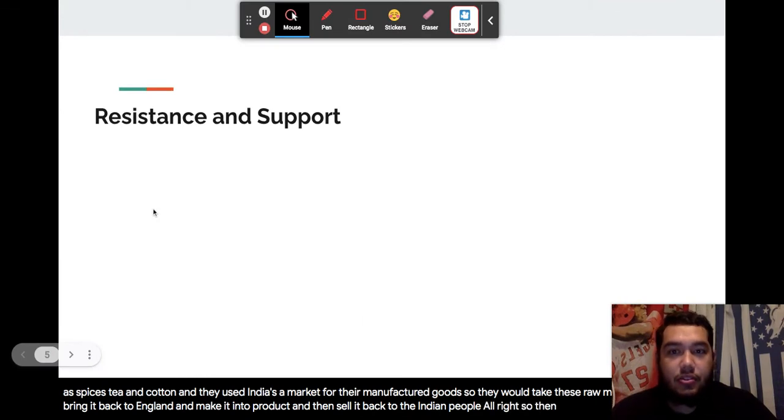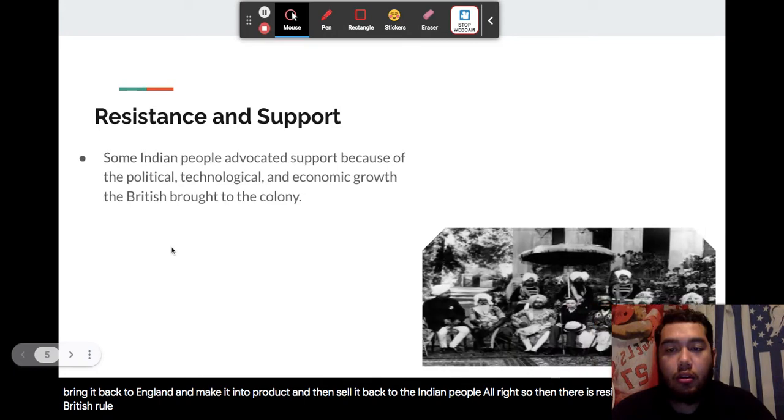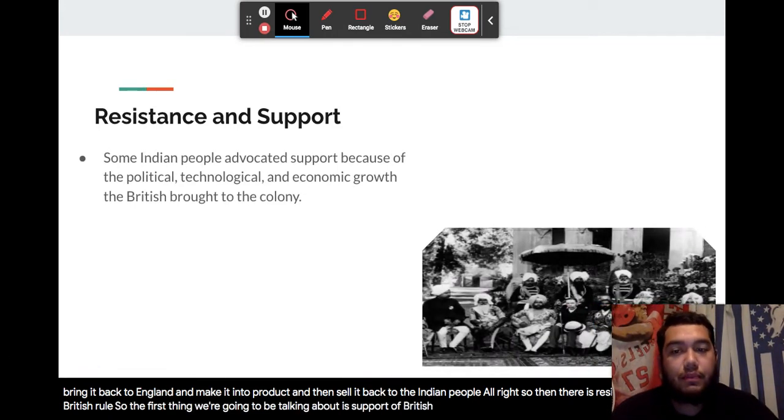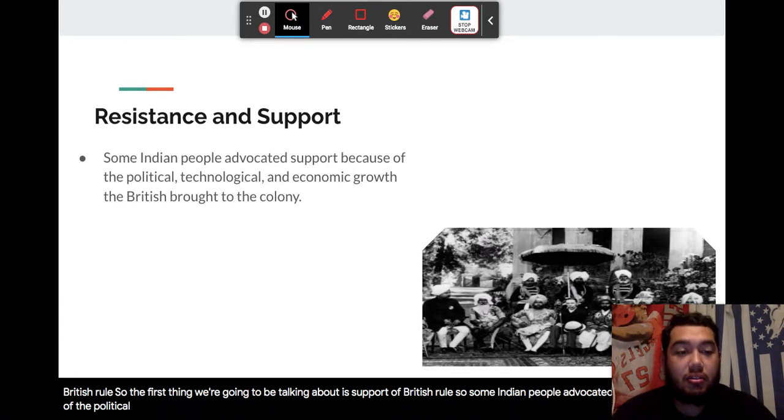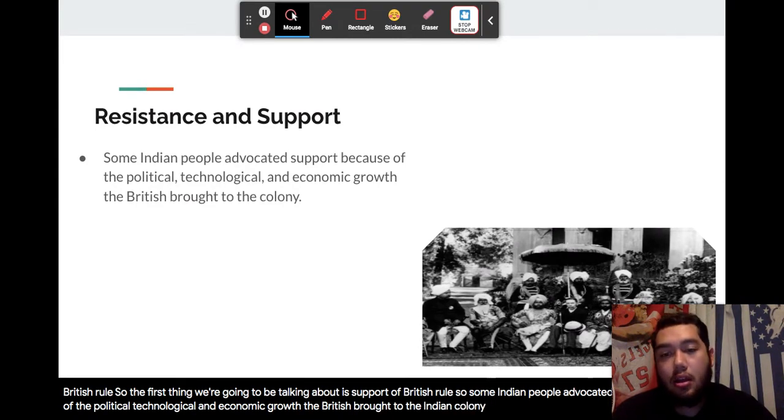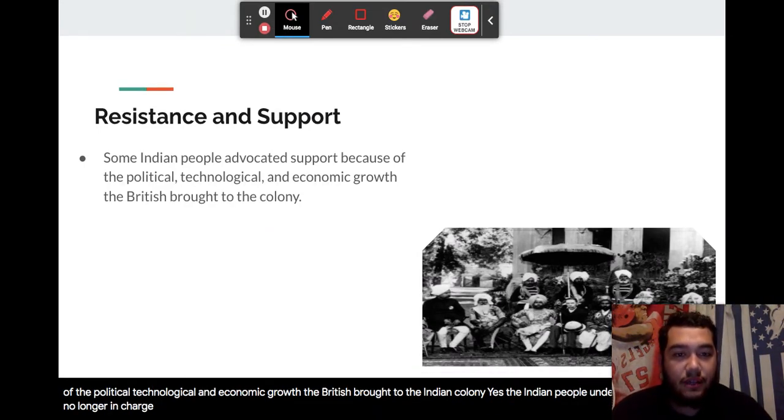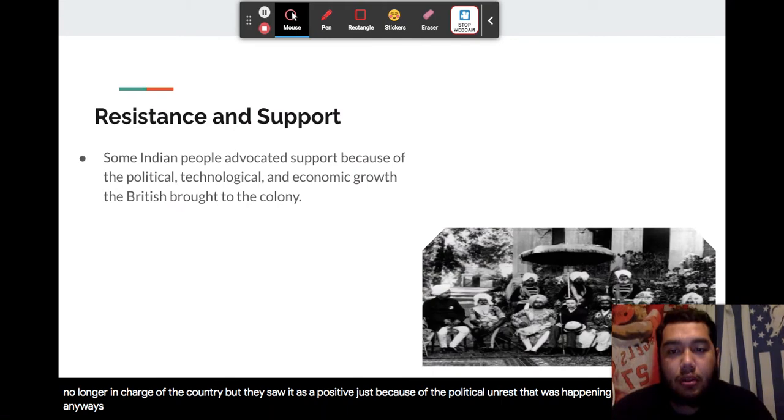Right, so then there's resistance and support to British rule. The first thing we're going to be talking about is support of British rule. Some Indian people advocated for support because of the political, technological, and economic growth the British brought to the Indian colony. So yes, the Indian people understood that they were no longer in charge of their country, but they saw it as a positive just because of the political unrest that was happening in the country anyways.